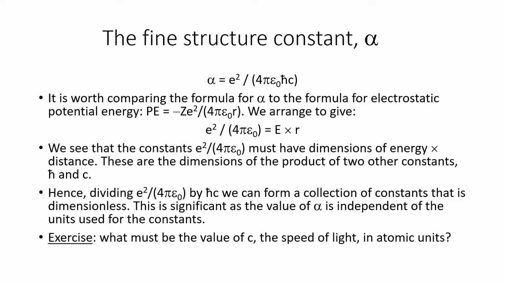is energy times distance. And so if you take your e squared over 4 pi epsilon naught and divide it by h bar c, then you end up with a quantity where all the units have cancelled, a totally dimensionless quantity.